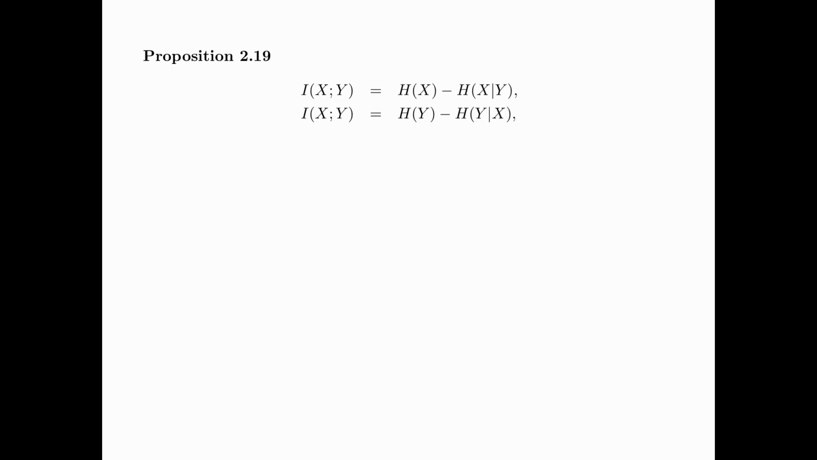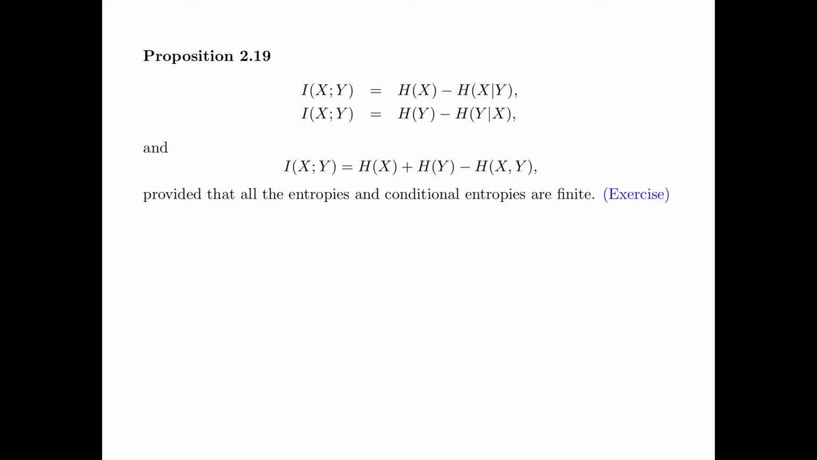Second, I(X;Y) is equal to H(Y) minus H(Y|X). This formula is obtained from the previous one by exchanging the roles of X and Y. And then I(X;Y) is equal to H(X) plus H(Y) minus H(X,Y), provided that all the entropies and conditional entropies are finite. This is to avoid the situation of infinity minus infinity, and the proof of proposition 2.19 is left as an exercise.